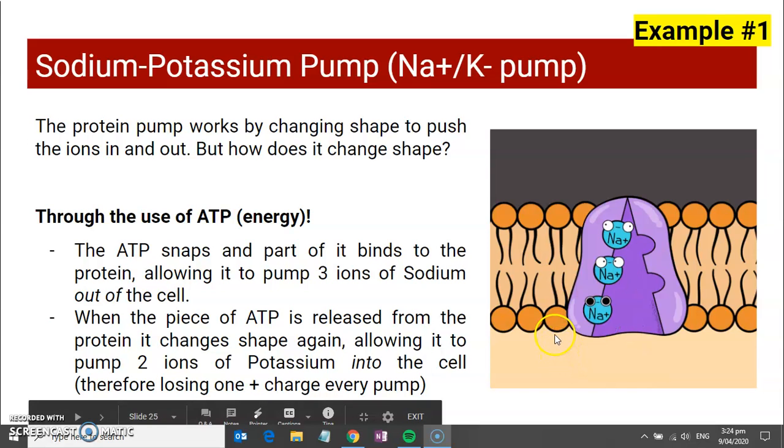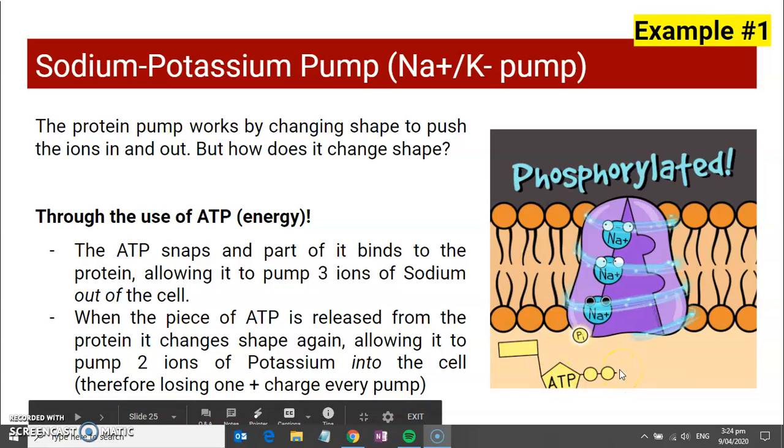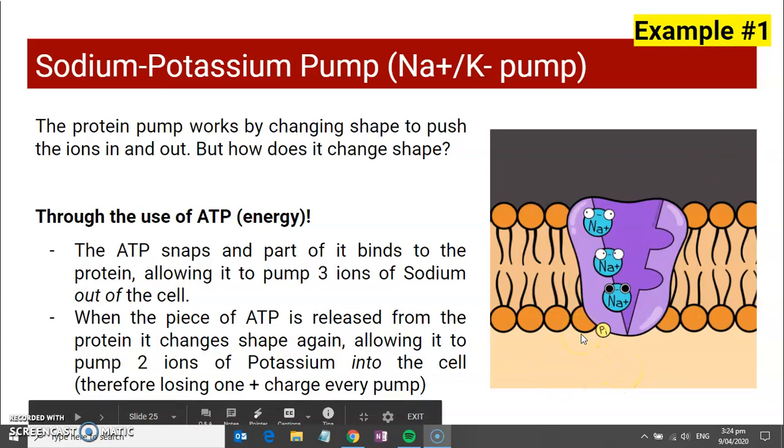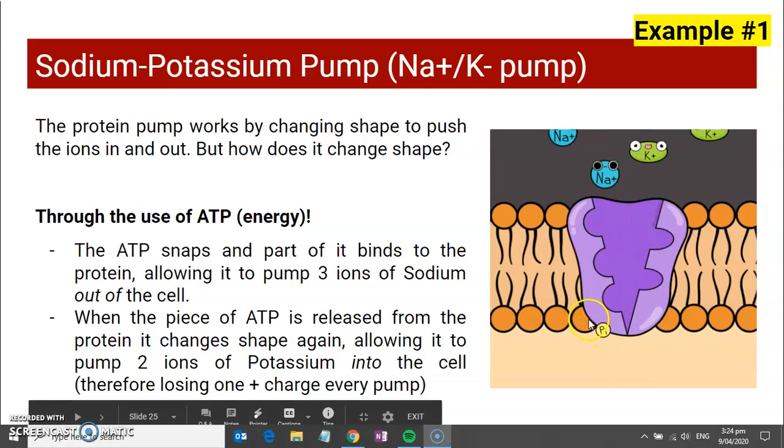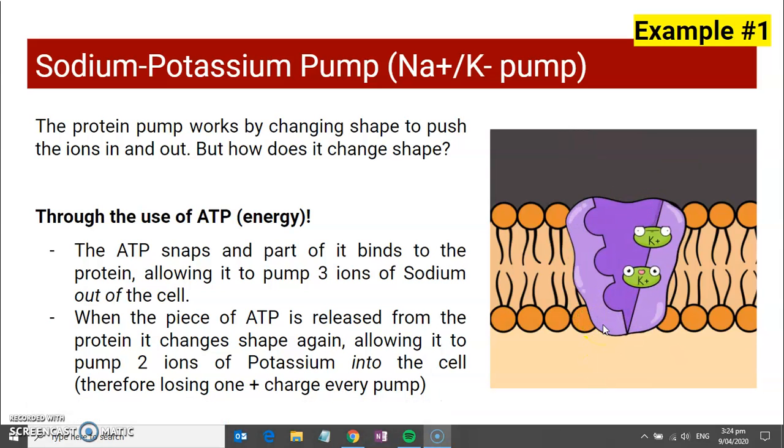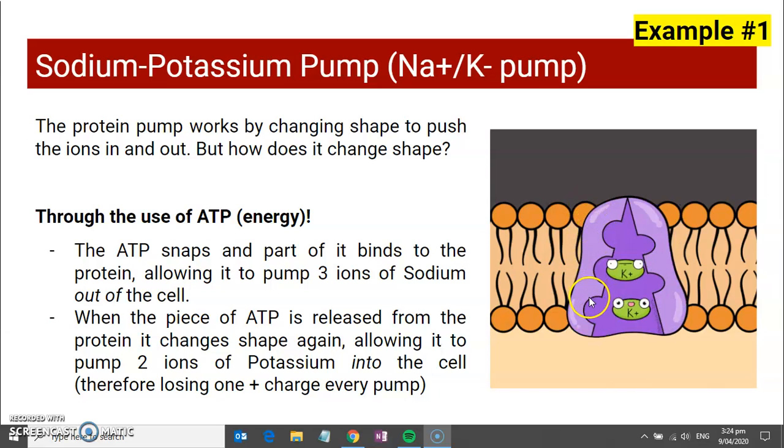sodium will move into this pump and a molecule of ATP will snap. And this snap is what releases heaps of energy. And that extra phosphate group that's snapped off of ATP is able to bind with the protein pump, which changes the shape of the pump, allowing it to push usually about 3 ions of sodium outside the cell, so pushing it into the extracellular space and keeping that at a high concentration.